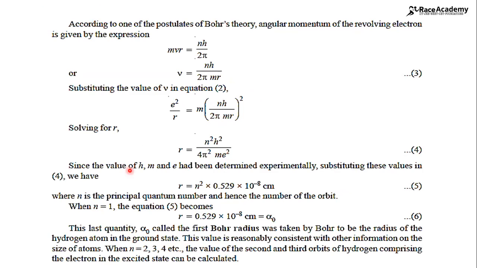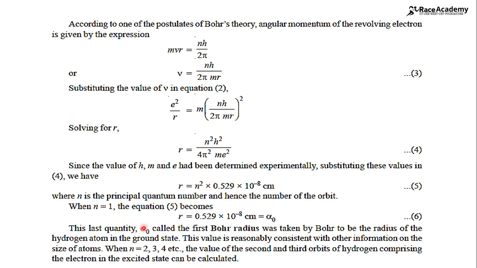Since the values of h, m and e have been determined experimentally, substituting these values in this expression, we get the radius for the nth orbit as n square into 0.529 into 10 power minus 8 centimeters, taken as the equation. So n is called the principal quantum number, and hence the number of the orbit. When n is equal to 1 for the hydrogen case, equation 5 becomes r equals 0.529 angstrom units, or a naught.